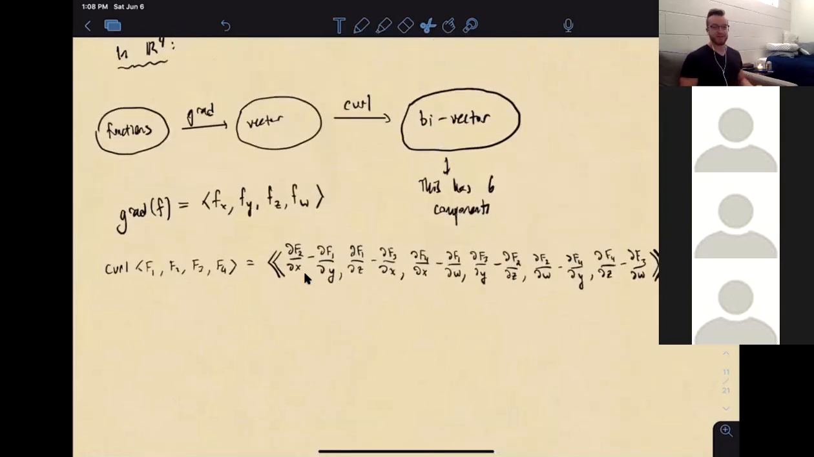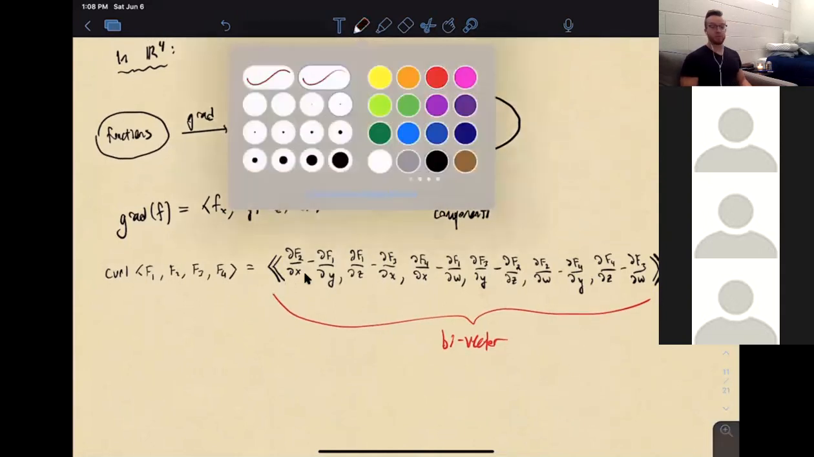So there's no standard notation for this, so I'm just making up names and notations. This double angle bracket thing is my 20-minutes-ago made-up notation for a bivector. So at least you don't have to compute the curl in 4 dimensions. But then we move on.